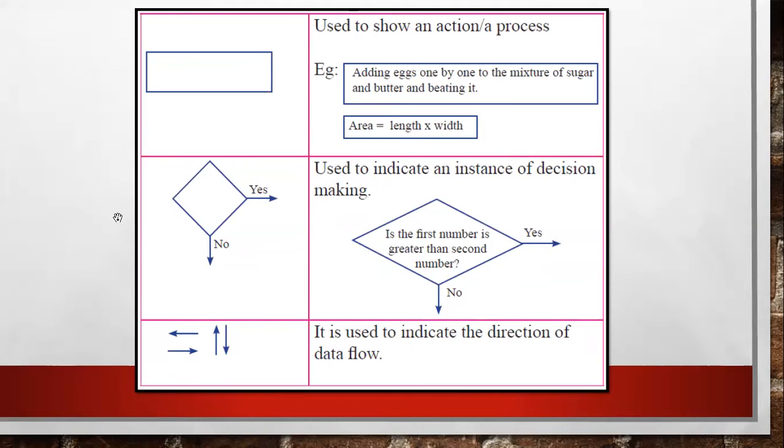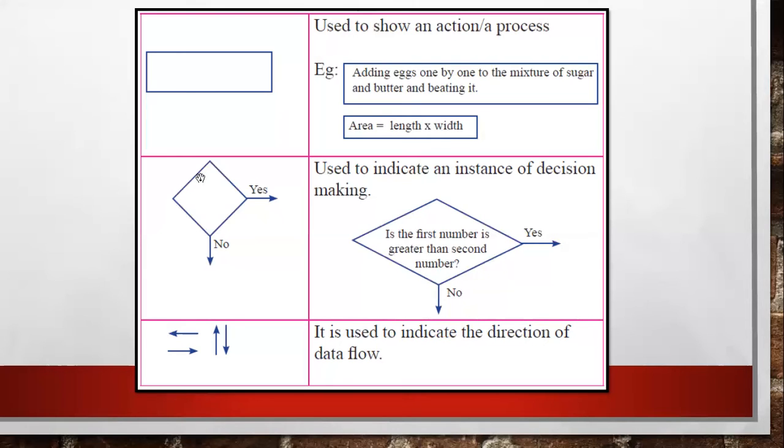Then this is the decision. There are two ways of taking a decision, yes or no. For example, it is used to indicate an instance of decision making. That means, for example, if the first number is greater than the second number, yes or no, like that. Here, these arrows indicate the direction of data flow. Okay, can you understand this?